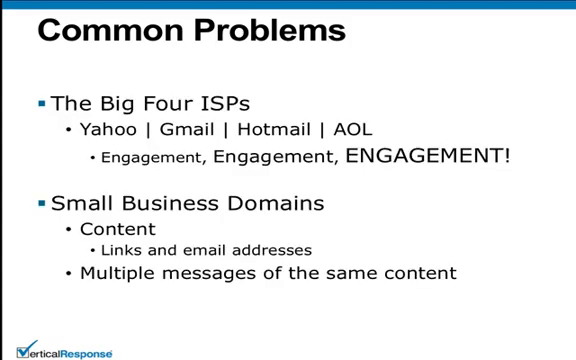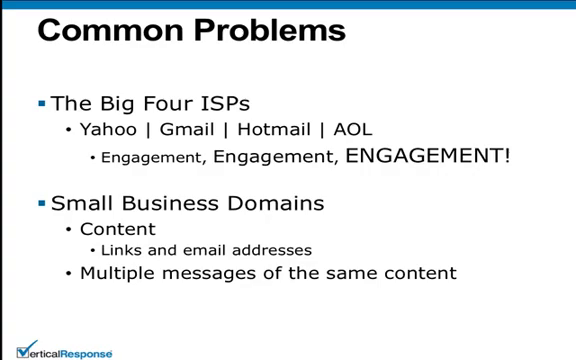Right. So looking at getting a little bit more specific, looking at the big four ISPs, Yahoo, Gmail, Hotmail, and AOL, which do make up the bulk of people's databases, especially if you're marketing to B2C, consumers. What they're looking for is engagement, engagement, engagement. And right now, that is the buzzword that they're pushing. Hotmail recently put out a blog post about some changes that they're doing to their filtering when it comes to commercial mailing. But really, what it comes down to is, are those recipients engaged?